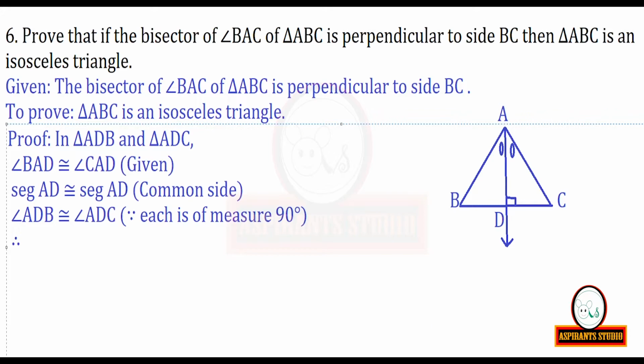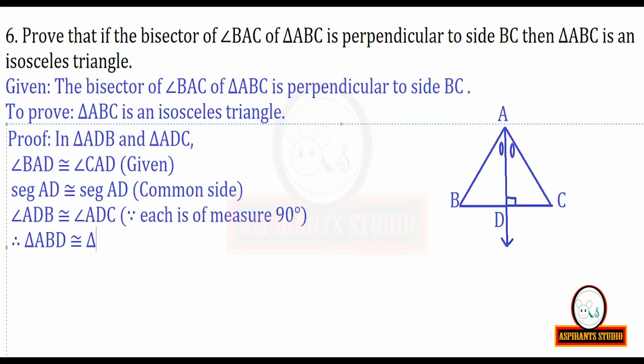Angle BAD is congruent to angle CAD, given. Segment AD is congruent to segment AD because it is a common side. Angle ADB is congruent to angle ADC because each is of measure 90 degrees. Therefore, triangle ABD is congruent to triangle ADC by ASA test.